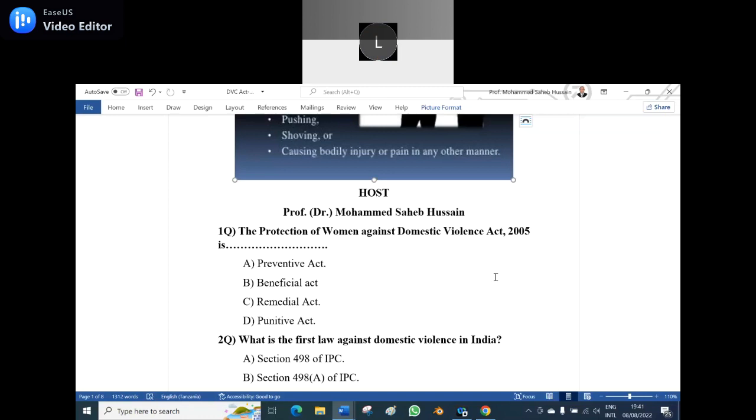If you say B, Beneficial Act, wrong. If you say A, Preventive Act, the answer is wrong. Remedy, sir. It's a remedy. Remedial Act. It is a remedial act. Only Professor Hussain coined this question. You cannot see it in any one of the books. It's my open challenge.